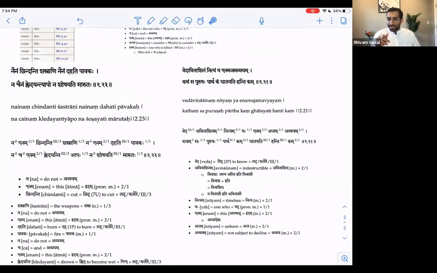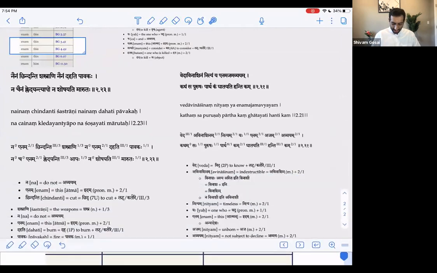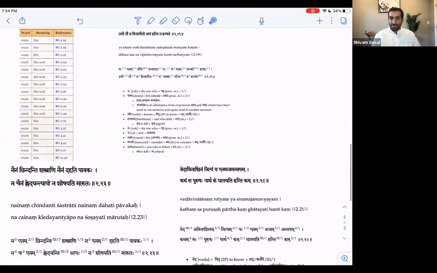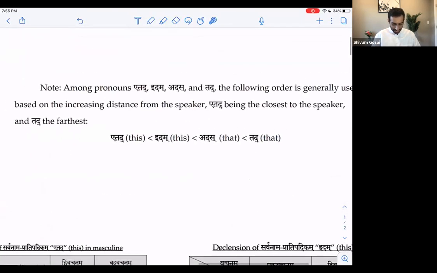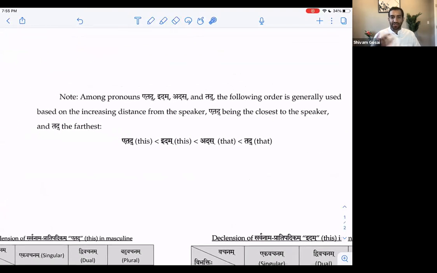So there's a question in the chat. Since idam and etad are masculine, is there a place where we use idam instead of etad? I assume the question is, can we use them interchangeably? We can't necessarily. Oftentimes they're used almost interchangeably, but we often remember that there's a general sense of proximity. So when I'm talking about something closer, I use etad, then something slightly farther away, but still close by, I would use idam.